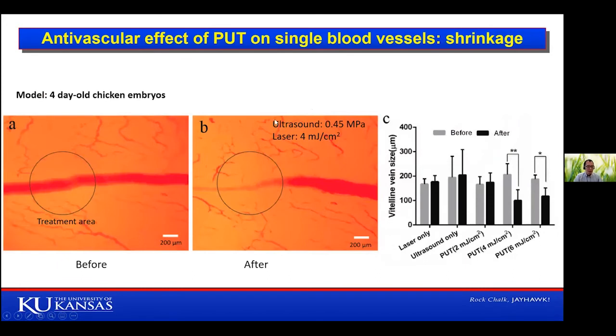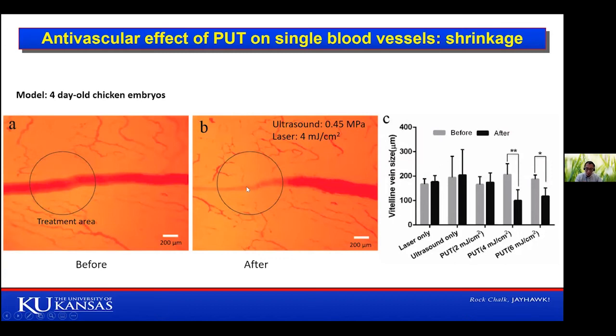So from there, we did some further experiments. This is an experiment on the chicken embryo. The chicken embryo is a very nice model because we are able to single out blood vessels here. In the middle here is our treatment area, where we use ultrasound plus laser shining on it. And you can see that immediately after that, this blood vessel basically shrinks.